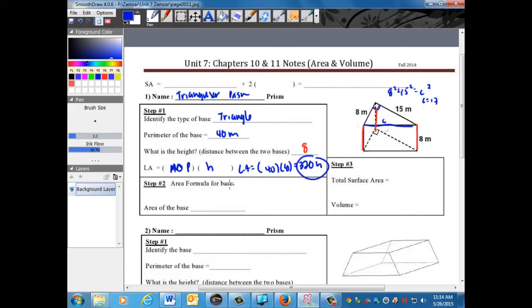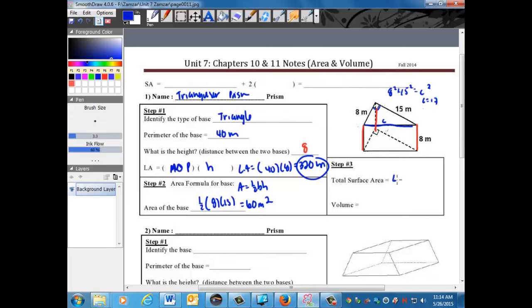Alright, formula for the area of a triangle is going to be 1/2 base times height. So the area of our base is going to be 1/2. Our base is 8. Our height is going to be 15. That gives us 60 meters squared.